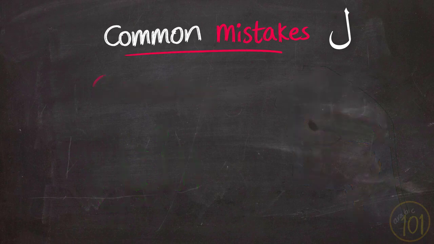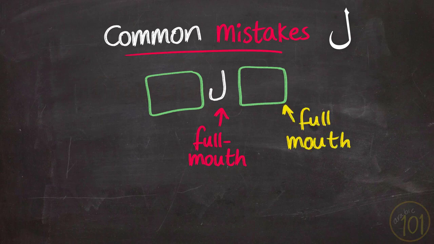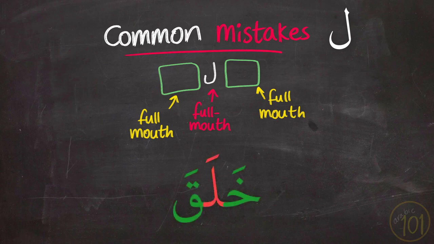Al-layl. The second mistake is pronouncing lam as full mouth when surrounded by full mouth letters. So they basically fail to switch between full mouth and empty mouth and then back to full mouth. Like in this word, khalaqa. So the kha and qaf are full mouth and the lam should be empty mouth. So you should switch from full to empty and then back to full.